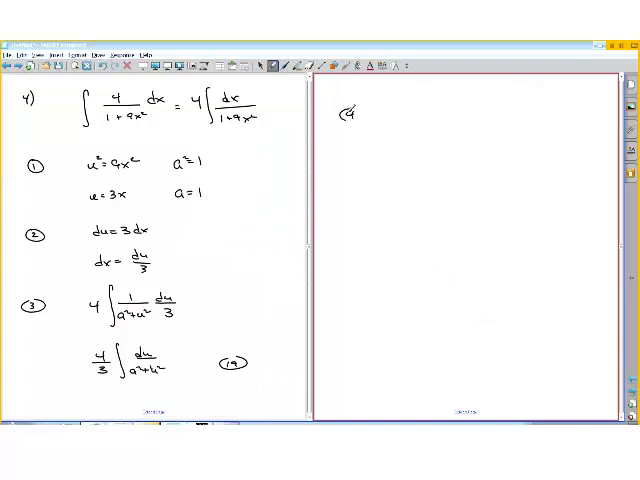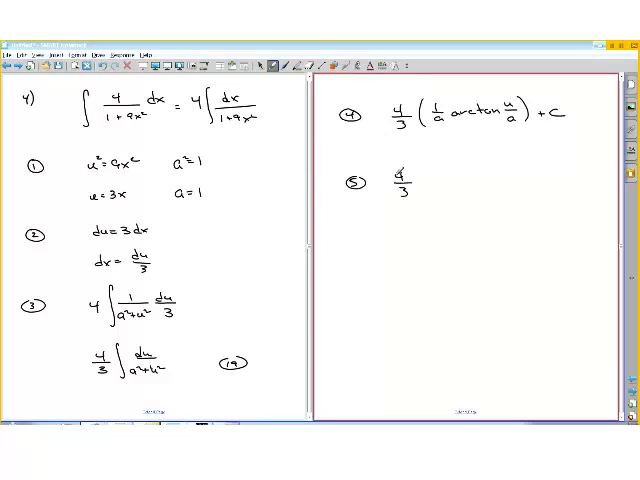So step 4 is to integrate. We have our constant, the integral, look in the book, 1 over a arctangent of u over a. And we add our arbitrary constant c. Step 5, substitute a and u back in.